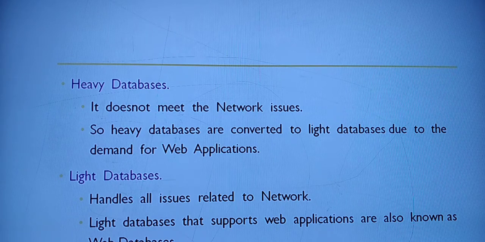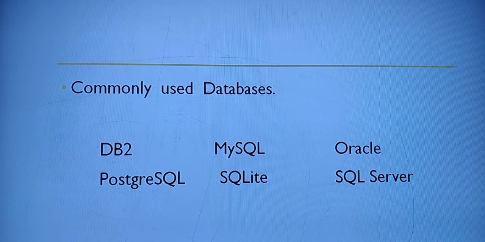And next we can see what are the commonly used databases. These are some of the commonly used databases. First one is DB2, MySQL. Next is Oracle. Then PostgreSQL. Then SQLite. The next one is SQL Server. The last one is Sybase. These are some of the commonly used databases.